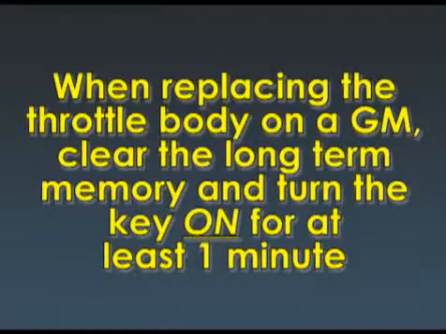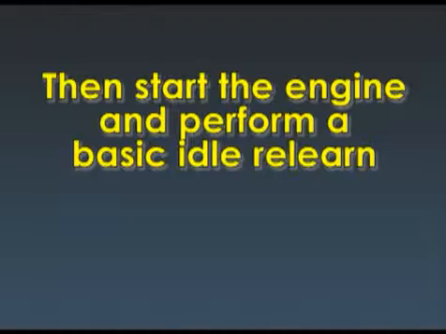When replacing a throttle body on a GM, clear the long-term memory and turn the key on for at least 1 minute. Then start the engine and perform a basic idle relearn following the service procedures found in the shop manual.